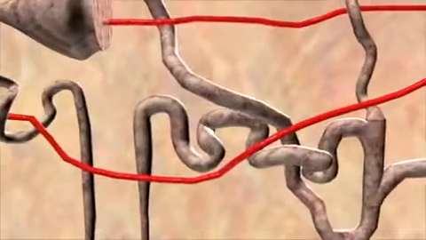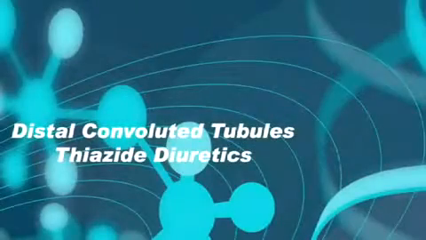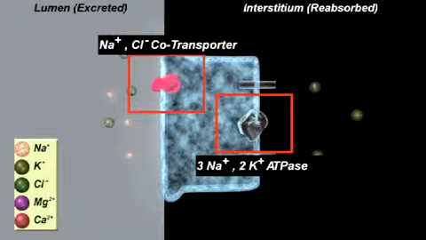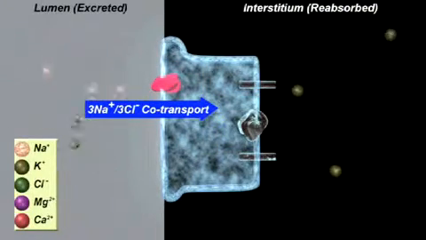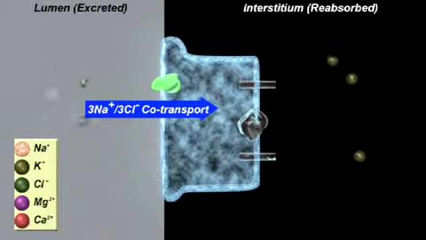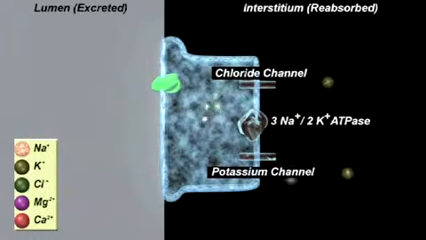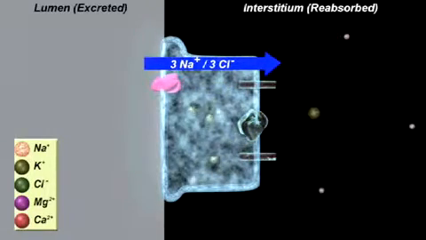The next site for diuretic action is the distal convoluted tubule. This is where the thiazide diuretics act. The transporters present in the distal convoluted tubule are slightly different than those described in the ascending limb. In the distal convoluted tubule, the sodium-chloride cotransporter replaces the sodium deficit caused by the sodium-potassium ATPase. The chloride is reabsorbed through chloride channels, and the potassium returns to the interstitium through a potassium channel. This sequence results in overall sodium and chloride reabsorption.